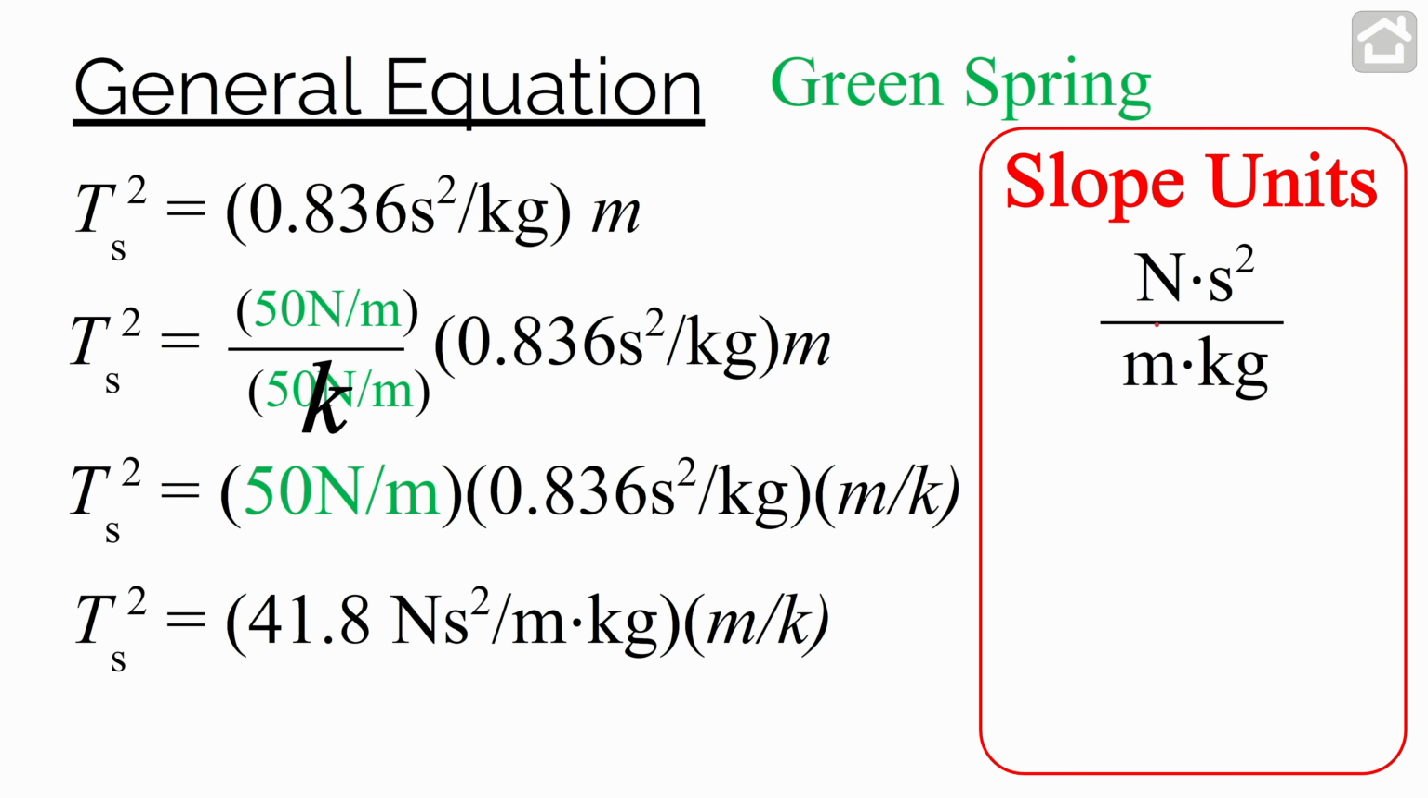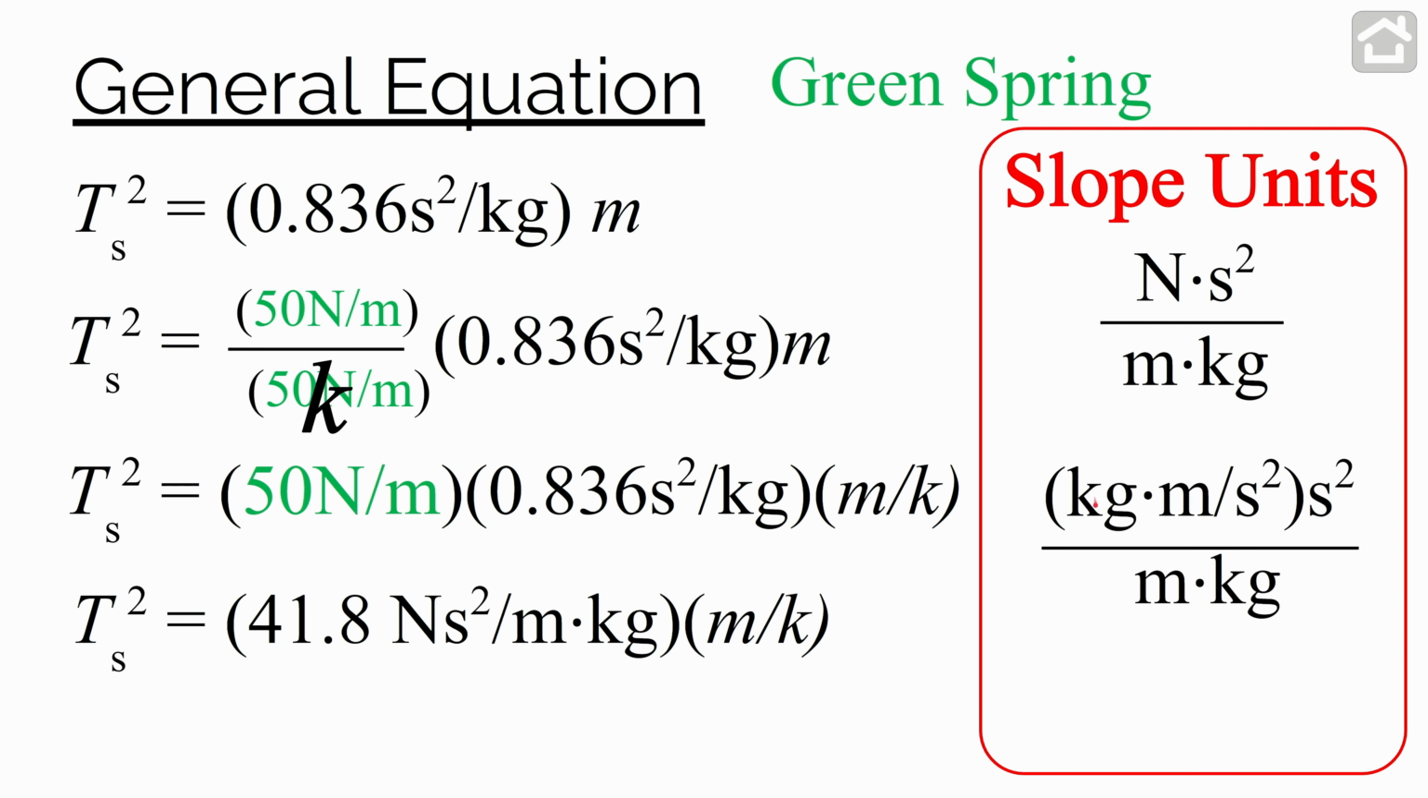So we take the slope units, which are newtons times seconds squared, divided by meters times kilograms. And remember the definition of a newton: a newton is equivalent to a kilogram times a meter over second squared. You can prove that to yourself just by thinking through the units in Newton's second law. The sum of the forces over mass gives us an acceleration, which is meters per second squared. If you solve that for newtons, you see that a newton is the same thing as kilograms times meters over second squared. So now we have all of that multiplied by seconds squared, divided by meters and kilograms.